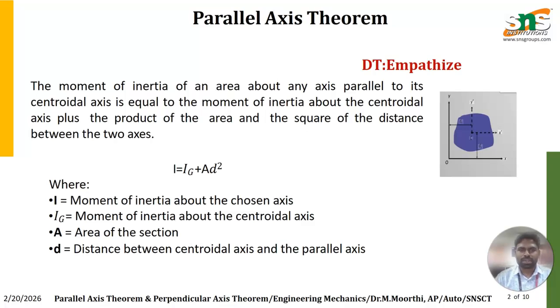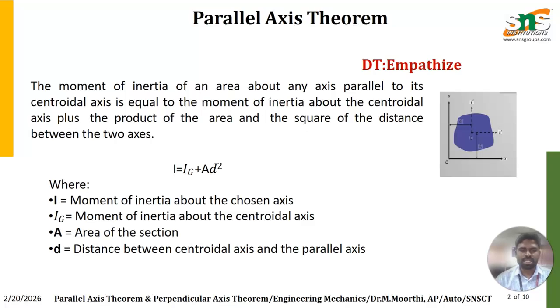The moment of inertia of an object or area about any axis parallel to its centroidal axis is equal to the sum of the moment of inertia about the centroidal axis and the product of the area and the square of the distance between the two axes. In the diagram, d squared is the distance between the reference axis and the centroidal axis. The square of this distance multiplied by the area of the object, added to the moment of inertia about the centroidal axis, gives the moment of inertia of the object with respect to any reference axis in the system.